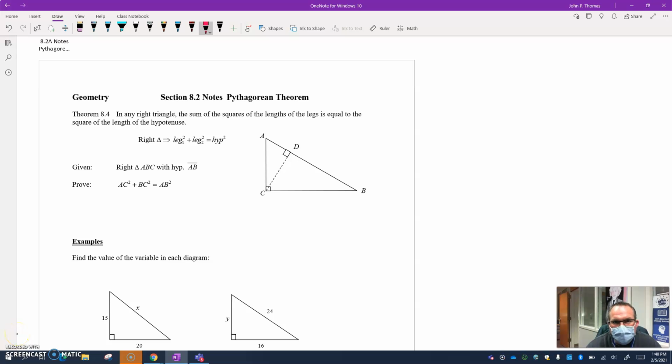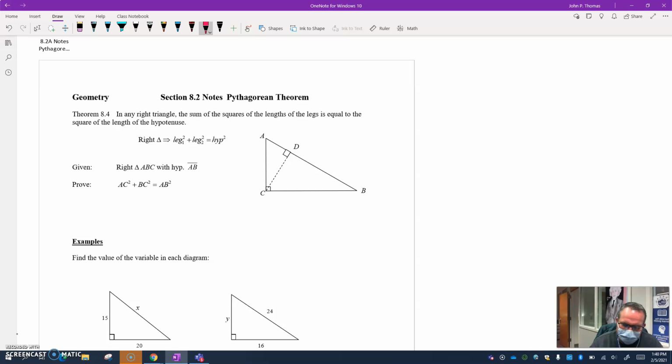All right, in 8.2 we're going to formalize a theorem that we've been using all year, which is the Pythagorean theorem. You probably first saw it back in your middle school years, and we've been using it earlier this year, and now we're going to prove it and kind of formalize it. So first thing we're going to do is prove it.